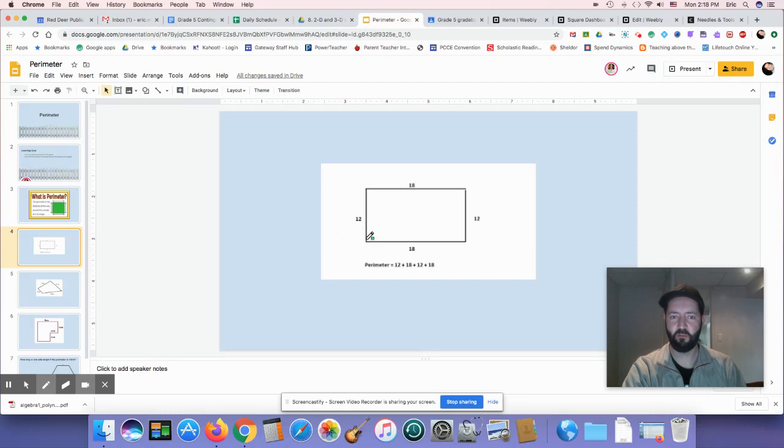And so if the height of this rectangle is 12, and then the width of it is 18, if we wanted to walk around the whole thing, we would have to walk 12, let's just call these meters, and then 18 meters, and then 12 meters, and then 18 meters, and then we're right back at our starting point. So we've just got these four numbers to add together. We got 12 plus 18 plus 12 plus 18.